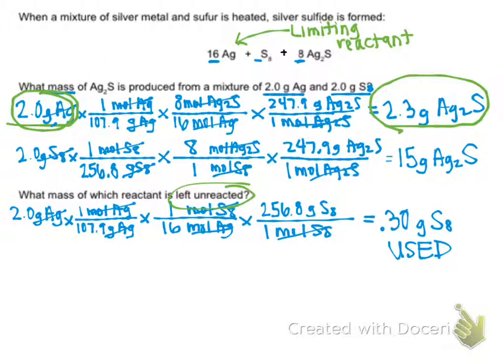So that means you need to take how much you start with, which is 2 grams. And you need to subtract how much you use, which is 0.30 grams. So you are left with 1.70 grams S8 left unreacted.